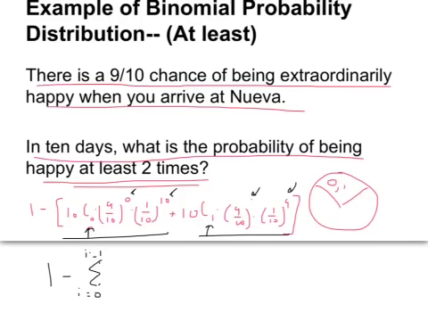And how is this going to work? Well, we're going to have 10 choose i times 9/10 to the i plus 1/10 to the 10 minus i. Oh, that's a really cool way of writing it.